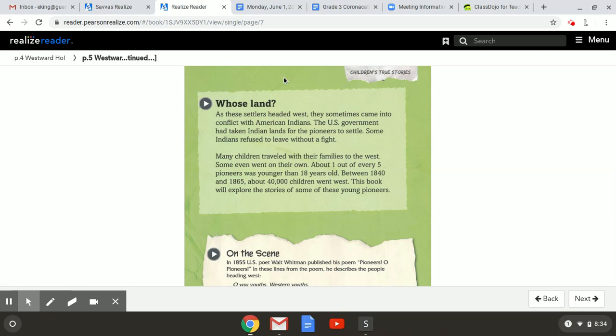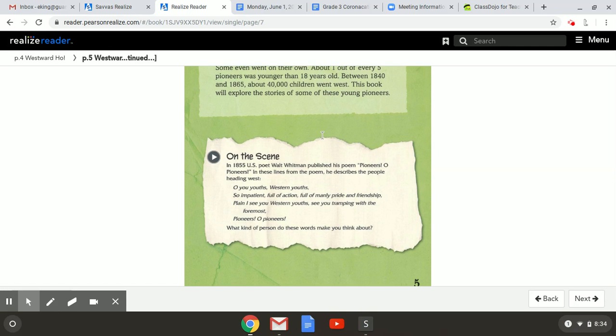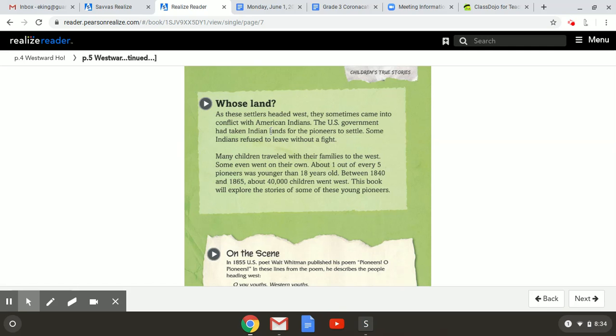So as you can see here, we have the green paper here, followed by the white paper on the scene. So mainly use all these different types of papers so that each type of text feature would stand out. So we'd know that each type of paper means that it's a different text feature from the other type of paper.